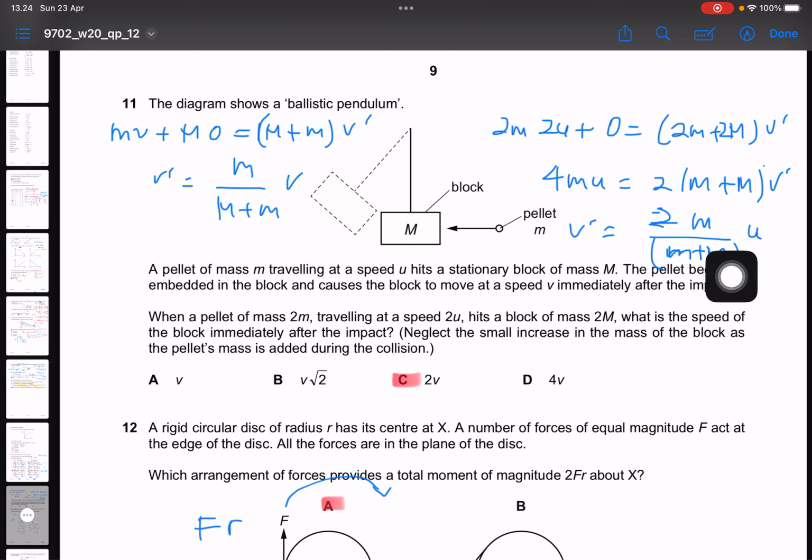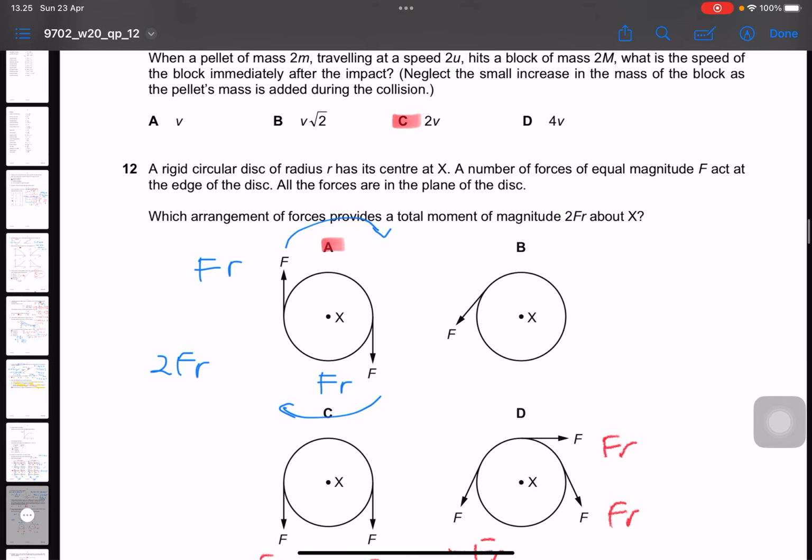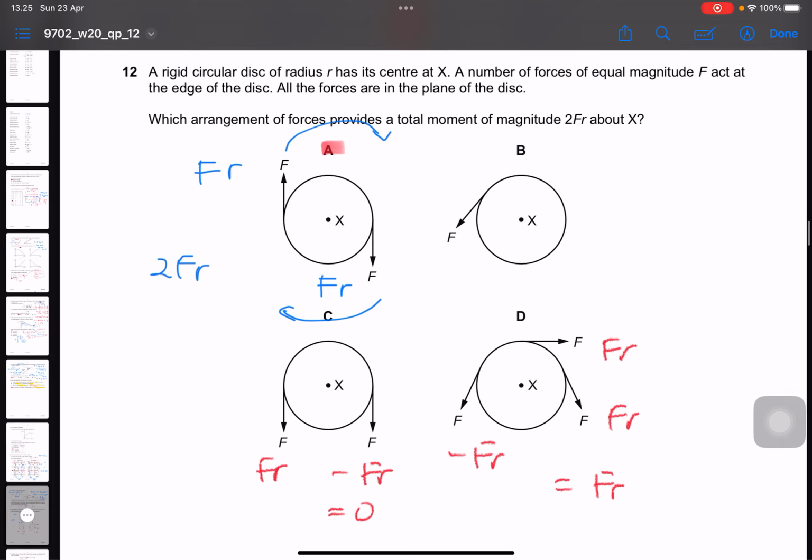So, checking, this is two times the velocity, 2 times v. So the answer is 2v. Okay, I hope you understand this. Then we go to number 12.